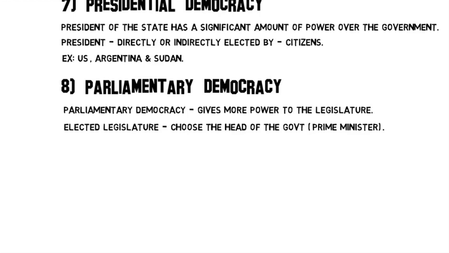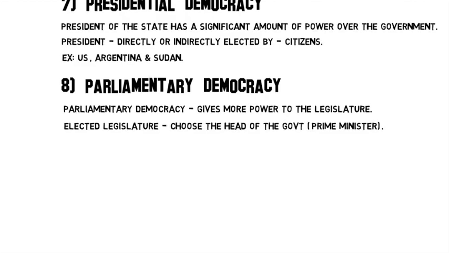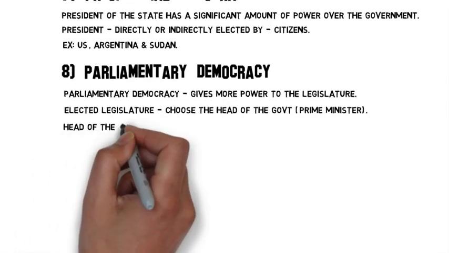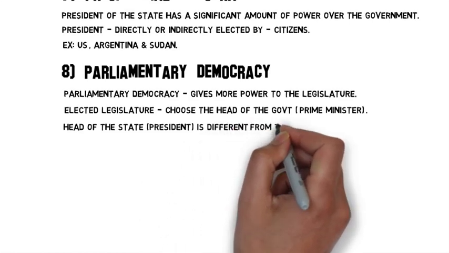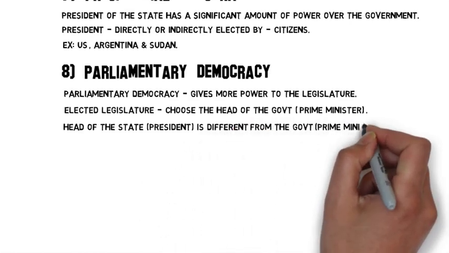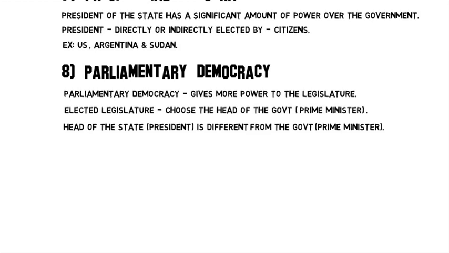They will choose their leader, and that leader is always going to be a prime minister. And if they don't want that prime minister, then they can always bring a change in the prime ministership. Therefore, we also have to remember that the head of the state is always a president, and is different from the head of the government, that is prime minister, but both have varying degrees of powers.